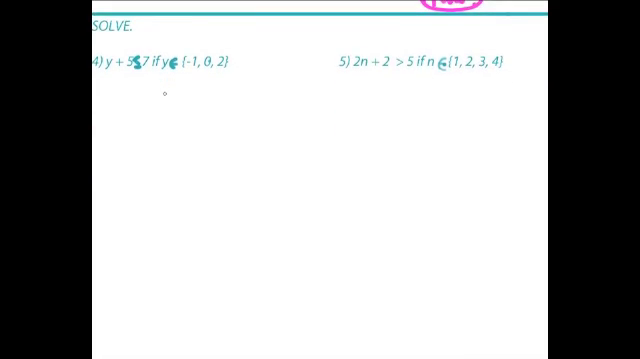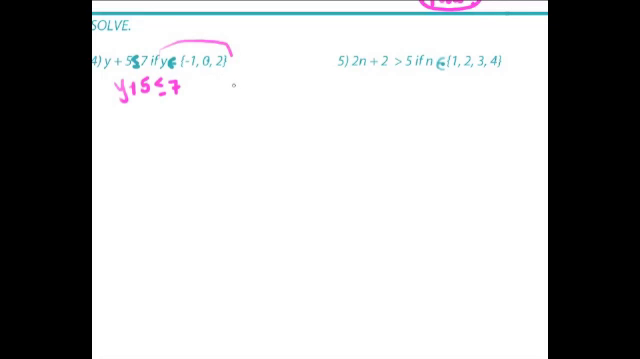Here are my last two problems, and basically they're just little basic equations for the inequalities. What's different here is this part, and this little e stands for: treat it like it means equals. Okay, so what they want you to do is solve this: y plus 5 is less than or equal to 7 if y is 1, negative 1, 0, or 2.